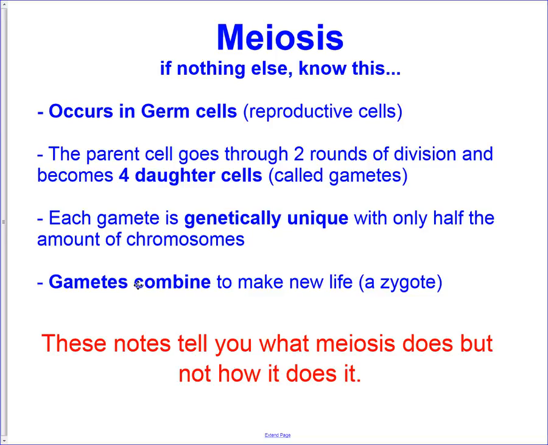Gametes will combine. On their own, having a haploid number of chromosomes will do very little for the successful ability to live. But when 2 gametes combine, such as an egg and a sperm, that will give you a diploid set, a full set of chromosomes. That initial combination is known as a zygote. And a zygote undergoes mitosis to become an embryo, becomes a fetus, and a fetus becomes an organism.